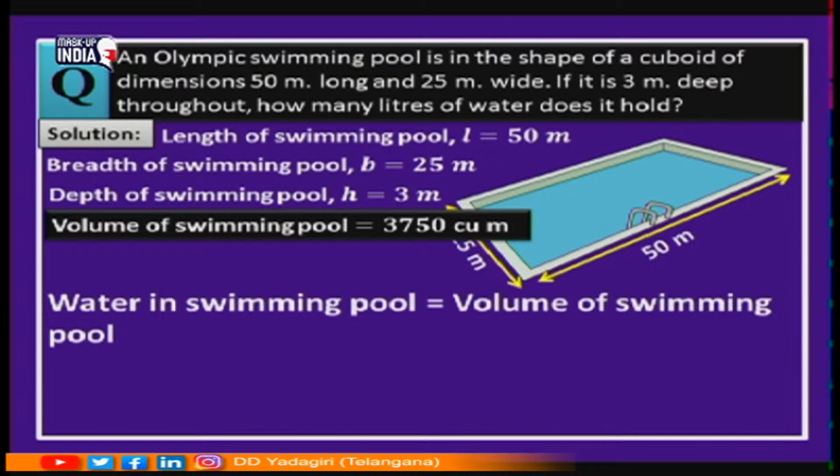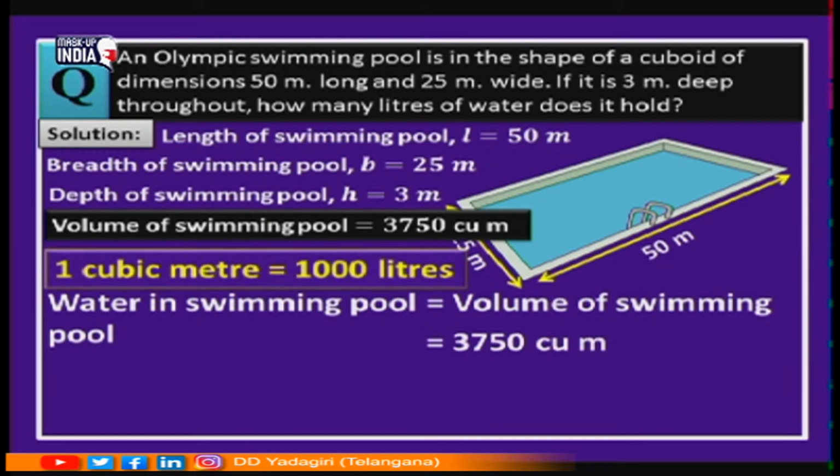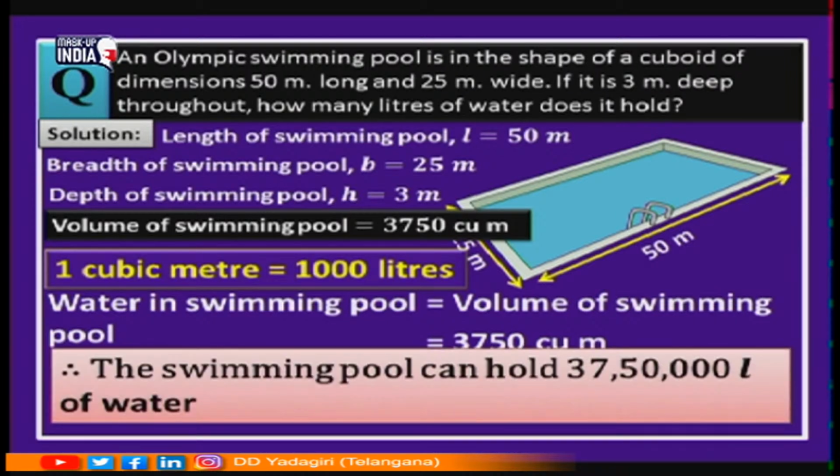The water in the swimming pool is nothing but the volume of the swimming pool itself, that is 3750 cubic meters. We have seen 1 cubic meter is 1000 liters. So, 3750 into 1000 liters. Hence, the swimming pool can hold 37,50,000 liters of water. I hope you understood the problem, children. Let us move on to the next question, children.